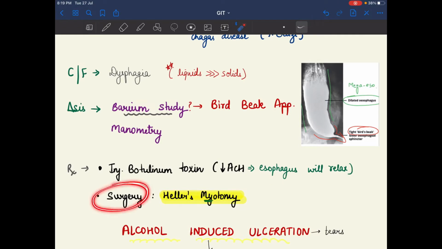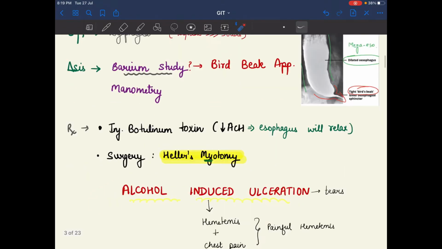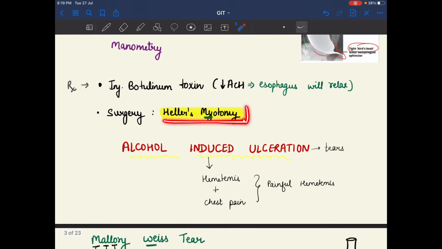And also we can do the surgery, and the name of the surgery is Heller's myotomy. Please remember this name, Heller's myotomy. So that is all about achalasia cardia.